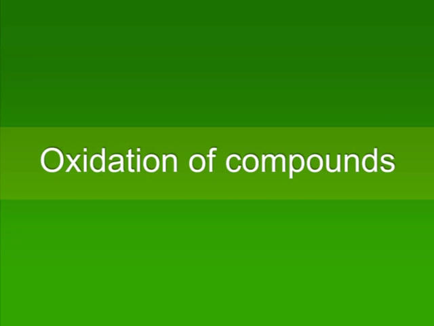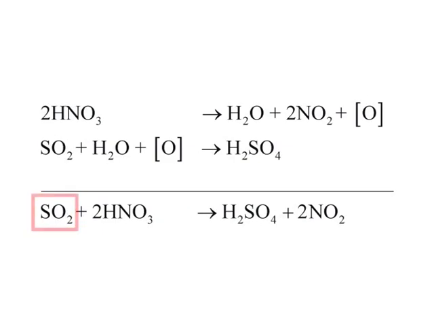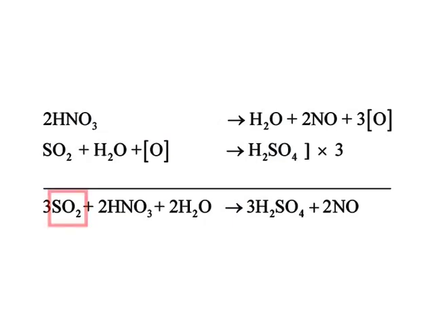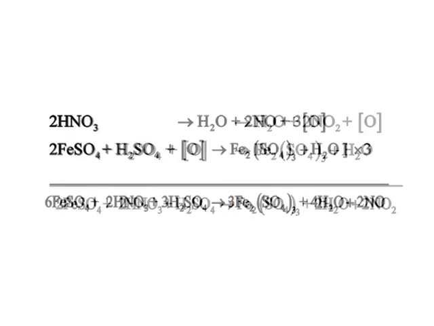Oxidation of compounds. Dilute as well as concentrated nitric acid oxidizes a number of compounds. For example, hydrogen sulfide is oxidized to sulfur on reaction with concentrated nitric acid. Sulfur dioxide is oxidized to sulfuric acid with concentrated nitric acid. Sulfur dioxide is oxidized to sulfuric acid with dilute nitric acid. Ferrous sulfate is oxidized to ferric sulfate.